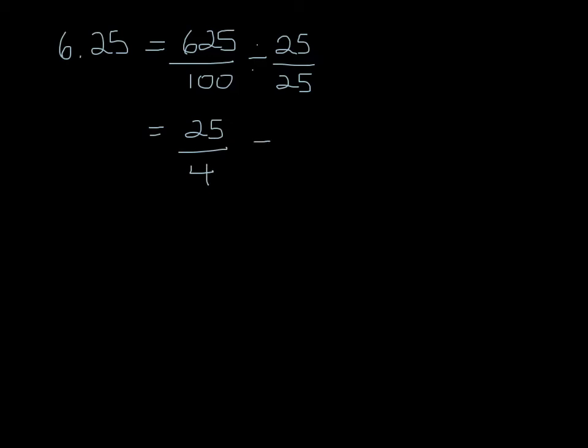This can be written as a product of 5 over 2 times 5 over 2. Since this can be written as a product of two equal fractions, we know that 6.25 is a perfect square.